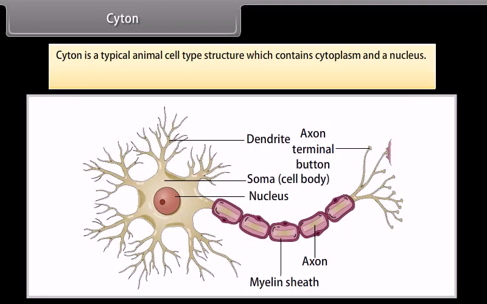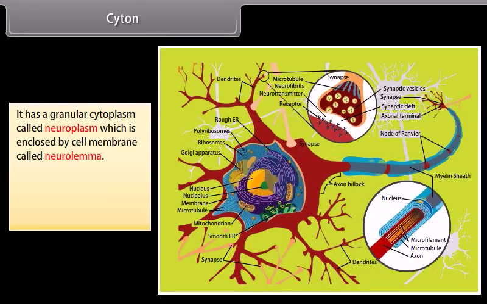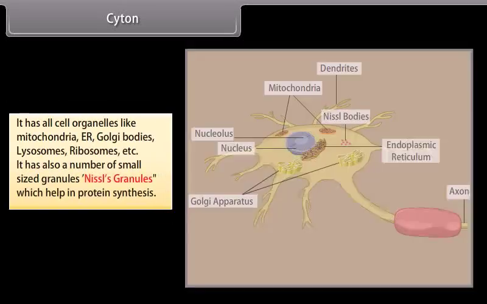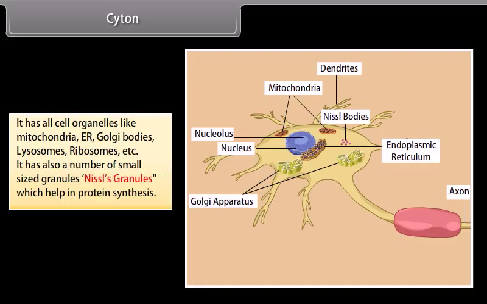Cyton. Cyton is a typical animal cell type structure which contains cytoplasm and a nucleus. It is spherical in shape and about 4 to 135 μm. It has a granular cytoplasm called neuroplasm which is enclosed by cell membrane called neurolemma. It also has a large spherical and centric nucleus with a nucleolus. It has all cell organelles like mitochondria, ER, Golgi bodies, lysosomes, ribosomes, etc. It has also a number of small-sized granules, Nissl's granules, which help in protein synthesis.